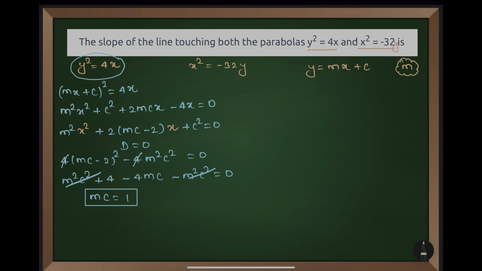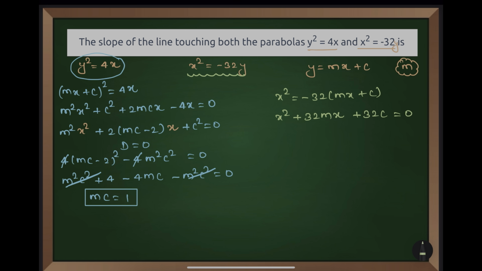Now I'll simplify the same straight line with this curve. Okay, so it is x square is equal to minus 32. In place of y, I can go with mx plus c. Okay, so I'll write everything on one side. So x square plus 32mx plus 32c is equal to 0.